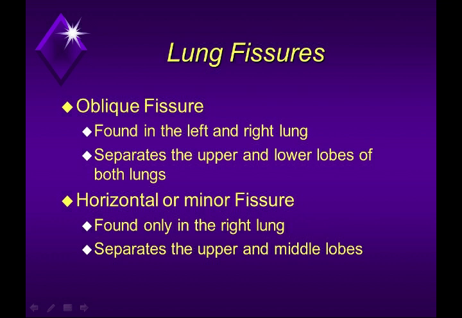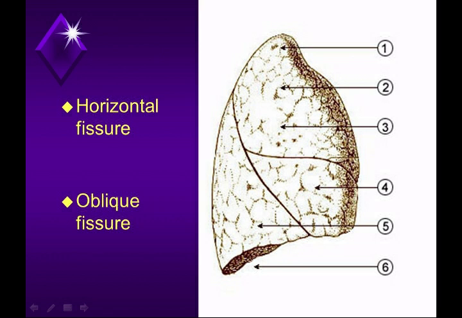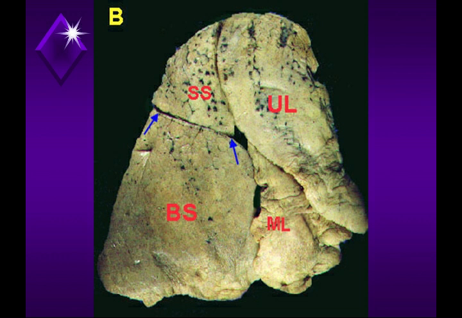Talked about those fissures, oblique and horizontal. Oblique is located on both sides. Horizontal is located only on the right. So here, if you look at this picture, there's my horizontal fissure, there's my oblique fissure. Okay? Horizontals are located only on the right lung. So here's my upper lobe, horizontal, oblique.